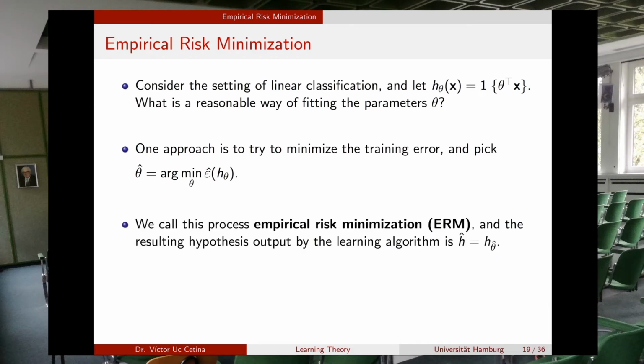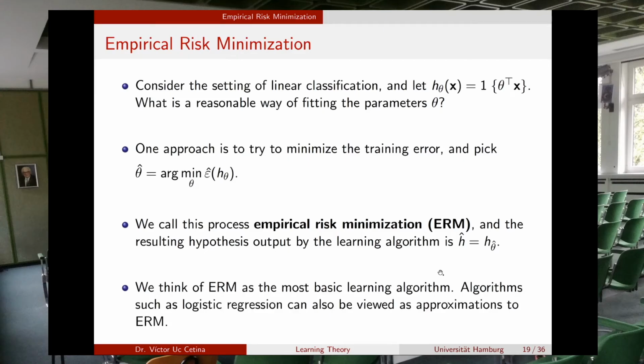We call this process empirical risk minimization, and the resulting hypothesis output by the learning algorithm we are going to call H circumflex. So it's the best H, the best model that we can find that minimizes the error with our training data set. We think of this ERM as the most basic learning algorithm. And algorithms such as logistic regression can also be viewed as approximations to this empirical risk minimization.